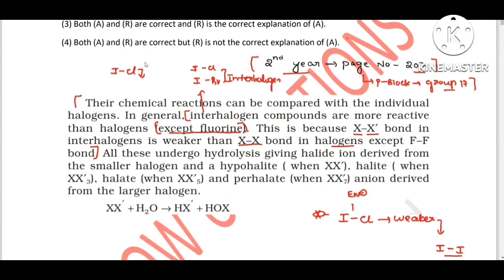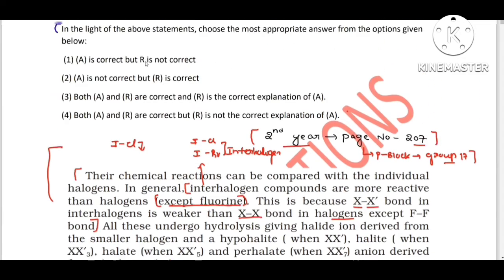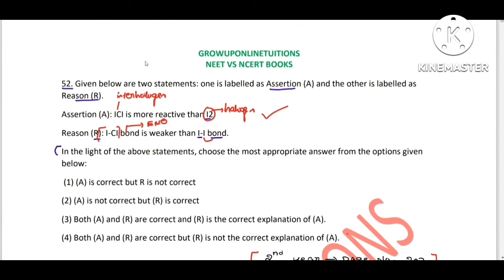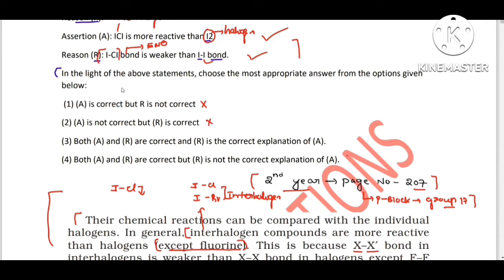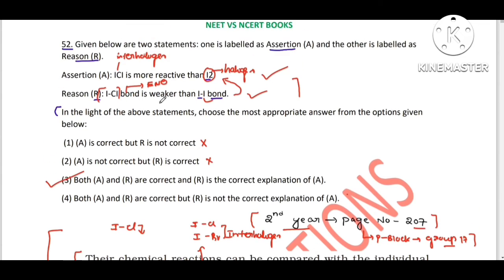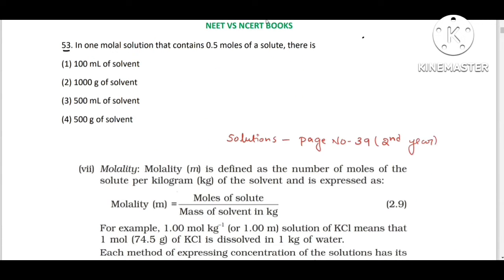So according to this NCERT concept, you can easily answer this question. So the reason is also correct. Here both A and R are correct, and R is the correct explanation of A. So 3 is our correct answer. I hope this concept is clear. Now let us discuss question 53.